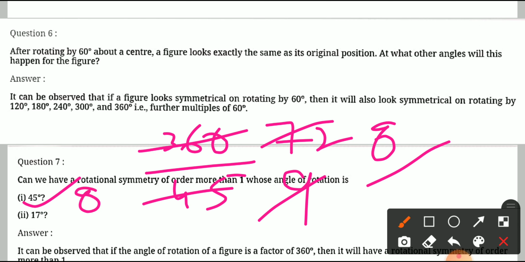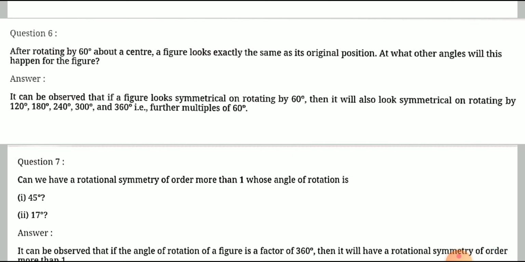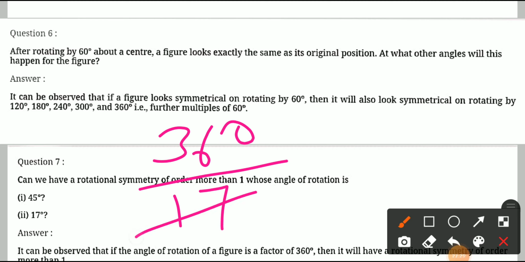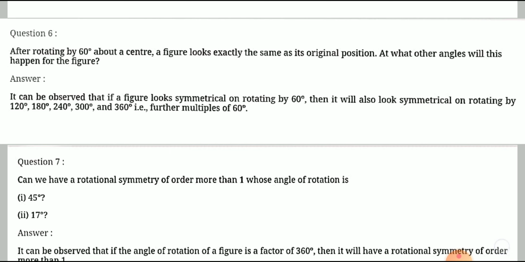Order is 8. Now whereas if we talk about 17 degree, 360 upon 17, 17 twos are 34. Okay, now you will have remainder 2, 20, again 17 once. Now it is not completely divisible, your answer will be in decimals, so the second is not possible.